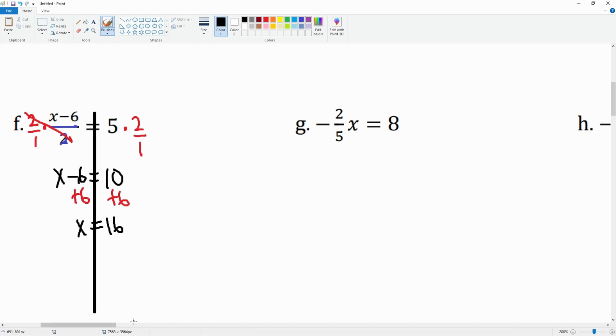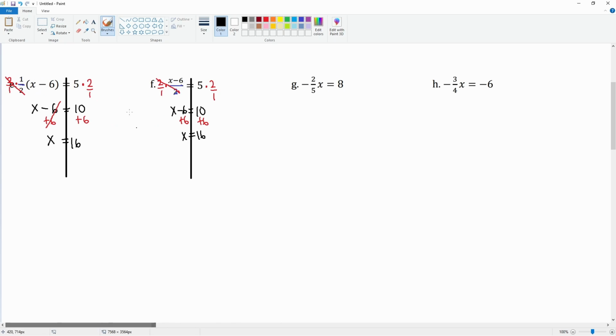The reason why I made F and E is because they're actually the same problem. E and F are the same problem. It's just written in a different way. E has the 1/2 in front of a parentheses. F has the 1/2 inside with it, but they're the same problem.